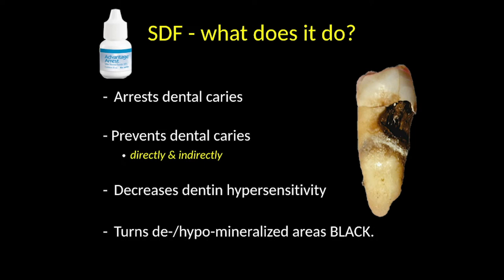It's in the ICD-10, 9, 8, 7. It arrests, it stops cavities. It prevents cavities, and I call it directly and indirectly. Some of the data that I showed earlier show that if you put it on a surface, you prevent cavities on that surface. I would call that direct prevention. But also, there are two studies where they just treated the cavities with silver fluoride, and in nearby areas, they got fewer new cavities. So I call that indirect prevention.